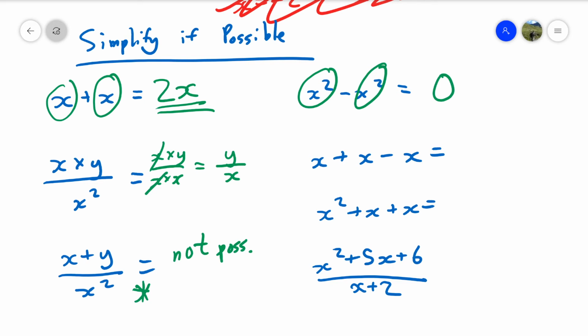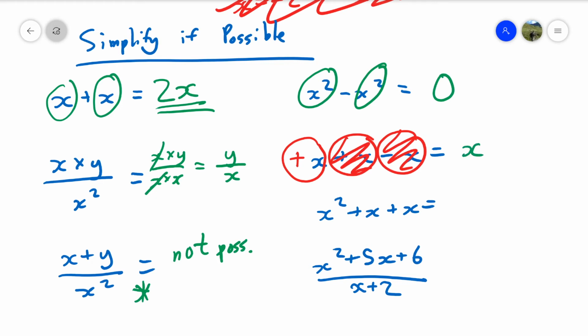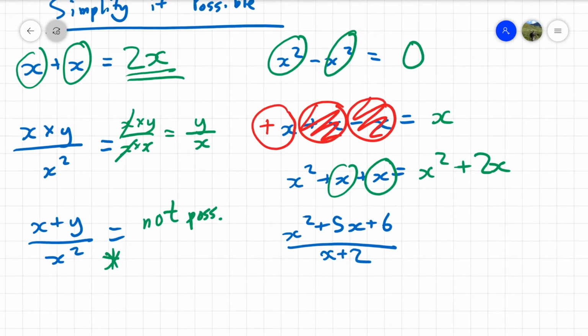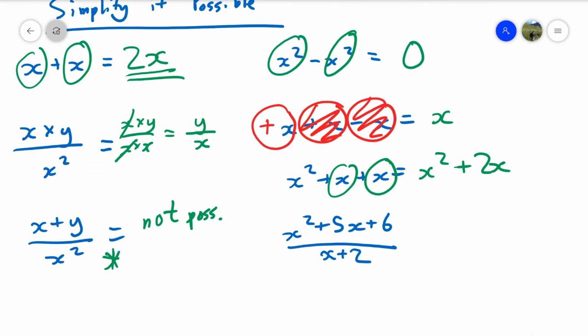Let's just look at this one very carefully. Let's put a plus in front of that. So we've got a plus x, a plus x, and a minus x. So the minus x and one of the plus x's cancel, leaving us with x. Oh look, we've got two x's. So we've got x squared plus a couple of x's. Save time by writing them together. Now this next one's interesting. This actually is possible.